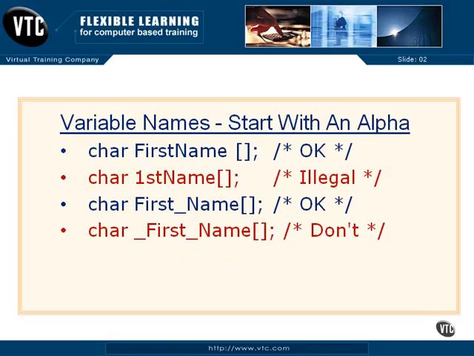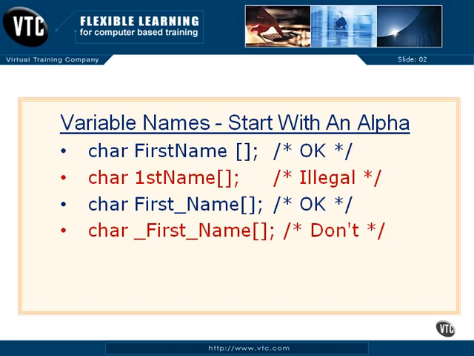Variable names starting with an alpha. There you can see the character array that we have, which is going to be a bunch of characters put together. We haven't said how big yet because there's nothing inside those little square brackets. You'll see how we do that when we get to arrays. But we care about the first name right now, talking about variable names. So there we have a character first name. That's just fine. It starts with an alpha. You understand what it's for? Good.